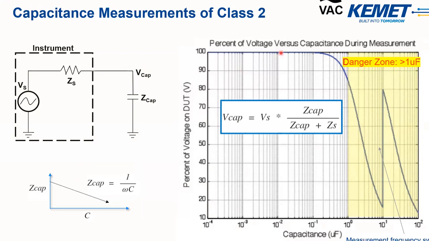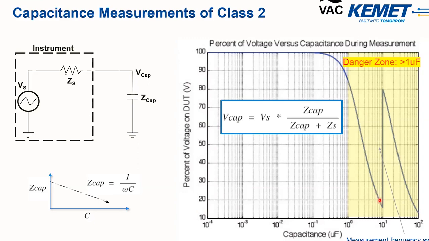Now, as you increase capacitance, you can see here, this is based off a 100 ohm output impedance, which is pretty standard for some meters. As you start to get above 1 microfarad, you start to see a voltage drop across the capacitor, and you get to about 10 microfarads, and now you've lost the majority of your voltage across that capacitor, and based on that previous plot, you're going to lose some of your measurement accuracy.